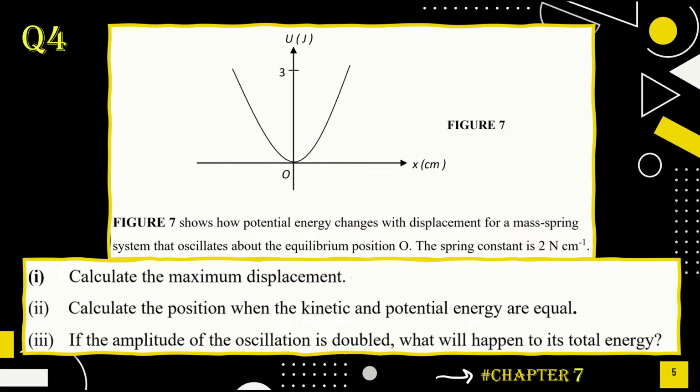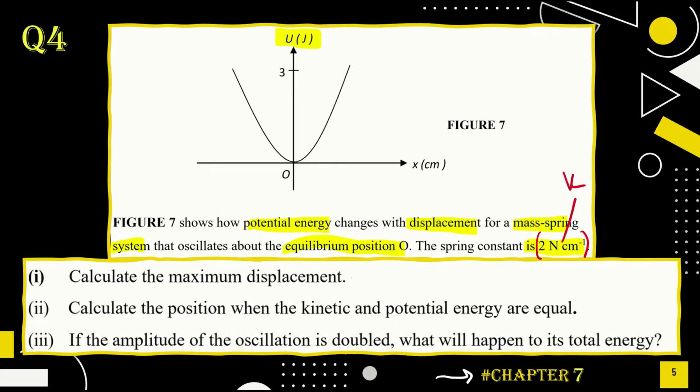Okay, let us read the question. Figure 7 shows how potential energy, with symbol U, changes with displacement for a mass spring system. A system of mass spring oscillates about equilibrium position O, and the spring constant K is 2 Newton per centimeter.